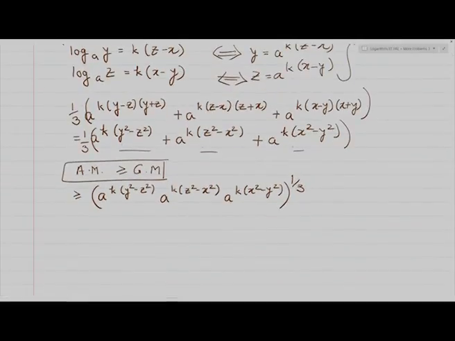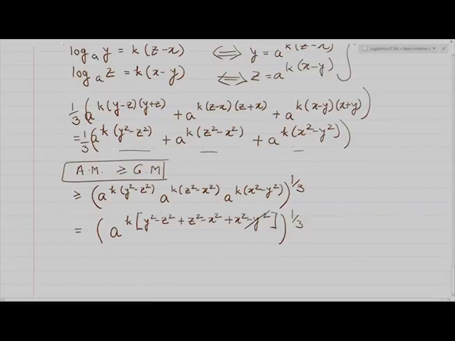But now something is happening. You can see this is nothing but a raised to m, a raised to n, a raised to r, so it is a raised to m plus n plus r. Therefore it is a raised to k, which will be common, times y square minus z square plus z square minus x square plus x square minus y square, raised to 1 by 3. What will this be? y square gets cancelled with y square, z square with z square, x square with x square. So this is a raised to 0, which is 1. So this is equal to 1.